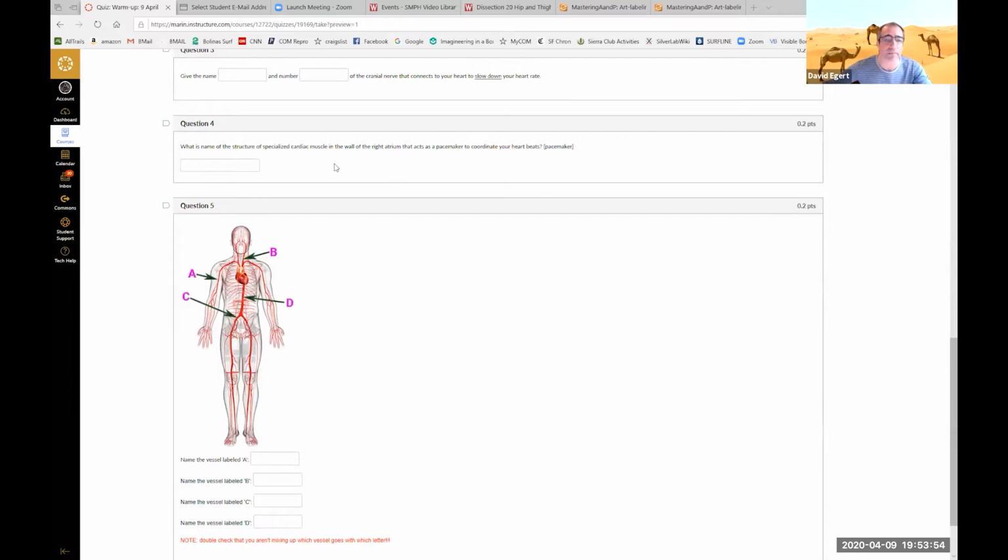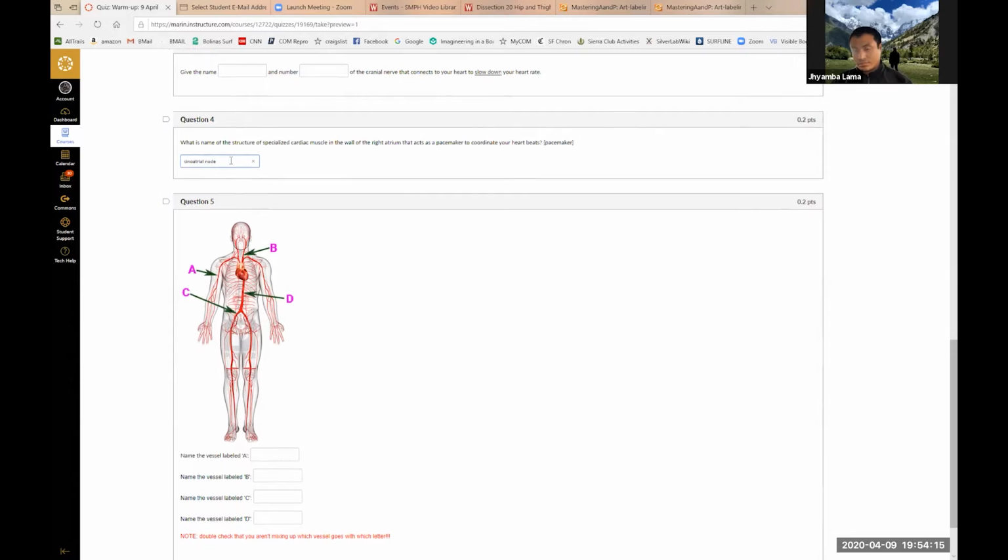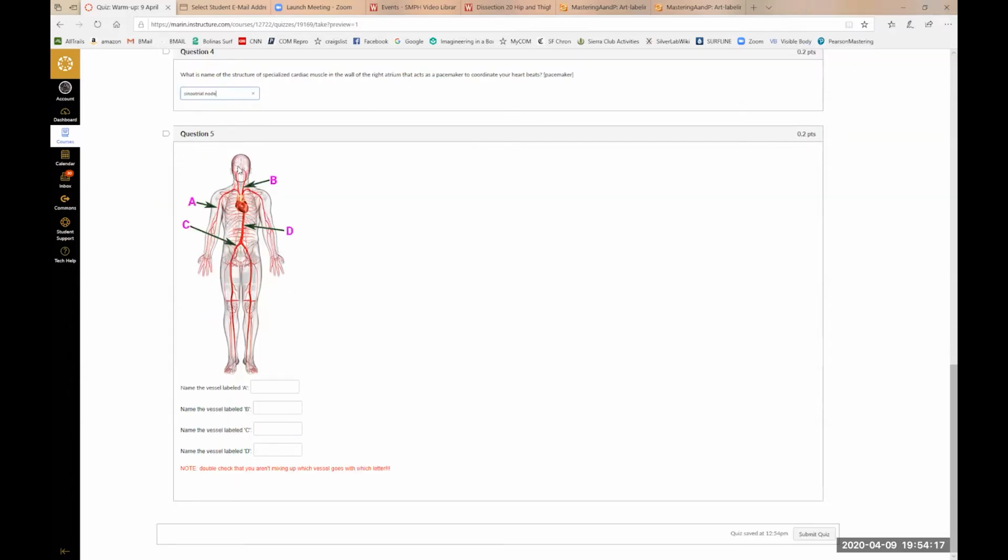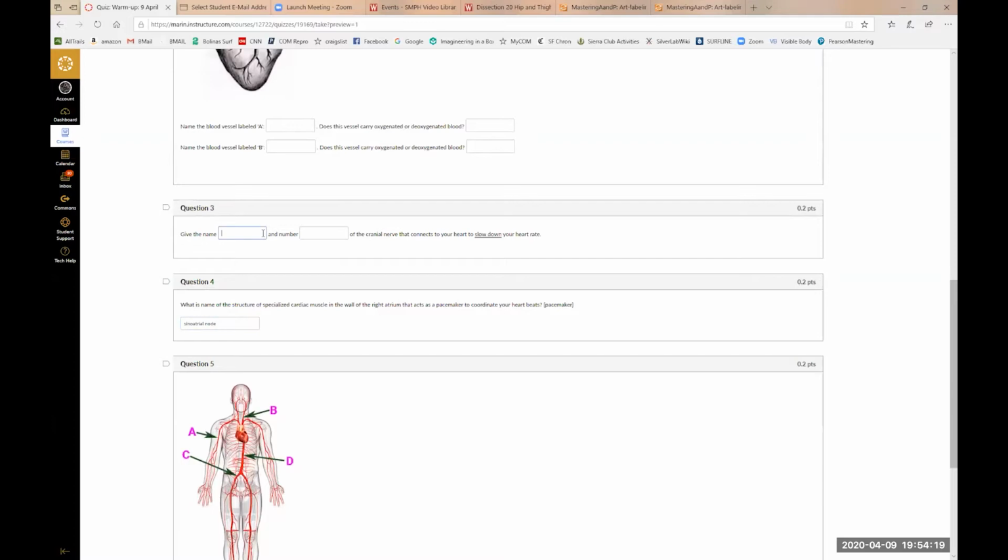What is the name of the structure of specialized cardiac muscle that you use to coordinate the entire heartbeat? Vagus. SA node. It's the sinoatrial node. Yeah, I know. I think you skipped over number 3. Oh, I skipped number 3.